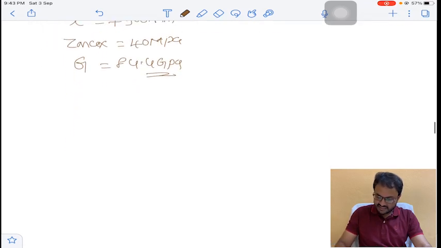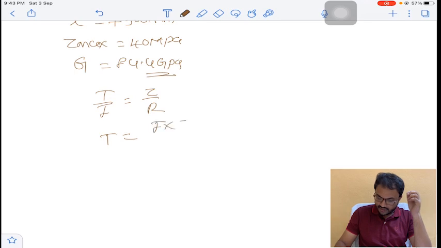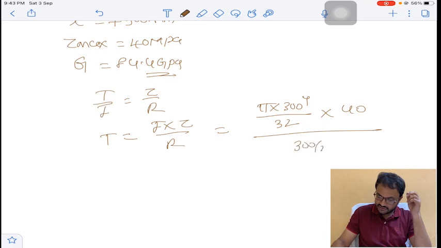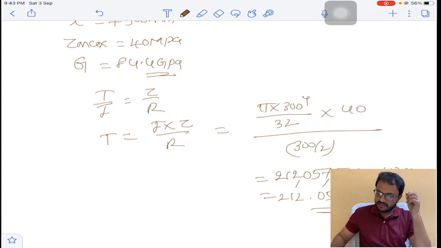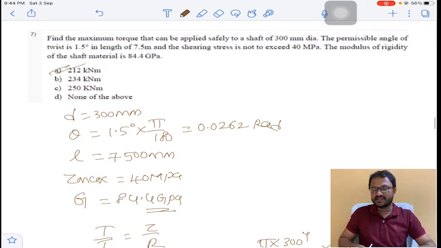Clear? So from the expression T by J is equal to tau by R, we need to calculate T is equal to J into tau by R. So J will become pi into 300 power 4 divided by 32, into tau, which is 40, divided by R, which is equal to 300 by 2. So that is equal to 21205750.41 Newton mm. So I am converting this into 212.05 kilonewton meter. Okay, so the answer will become Option A for question number 7.